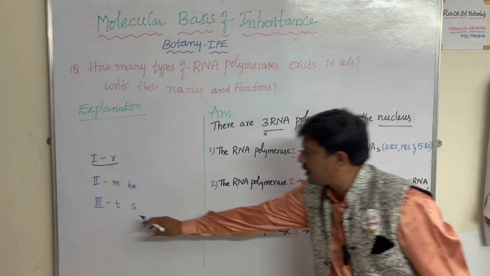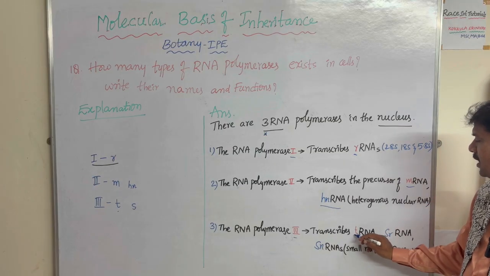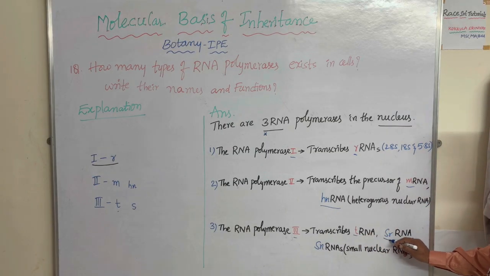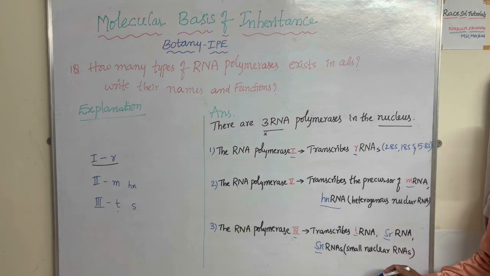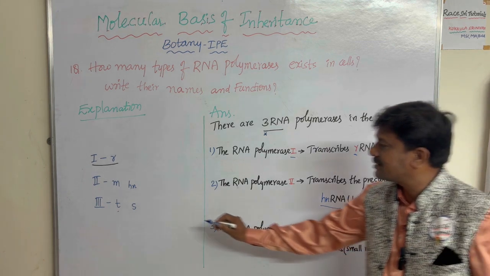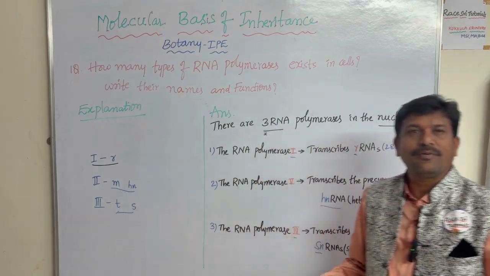Next, one more, RNA polymerase 3 is there. Here, tRNA, check out 3. This is the tRNA and srRNA and snRNA, small nuclear RNA. So here, ST and H, headmaster, finish this answer.